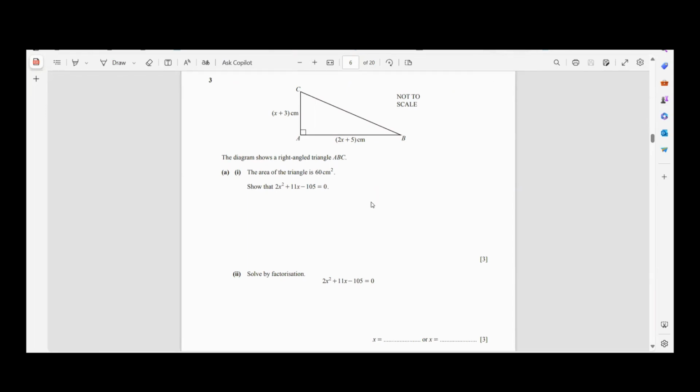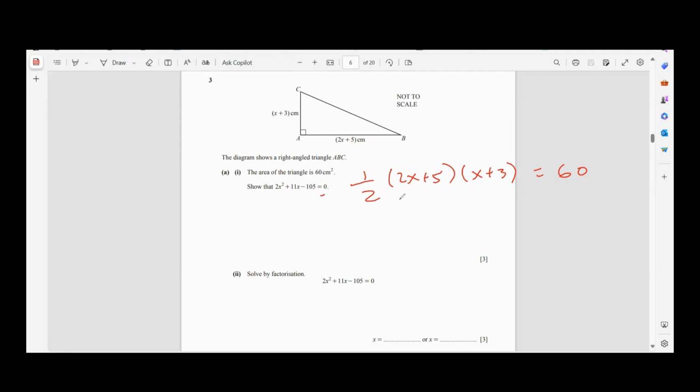So for number 3, it gives us the information that the area of the triangle is 60. Show that. Okay, so we just have to use the basic formula of the triangle area, half times base times height. The base is 2x plus 5, times the height x plus 3, equals 60. And then from here, we have to expand it and make it equal to 0.